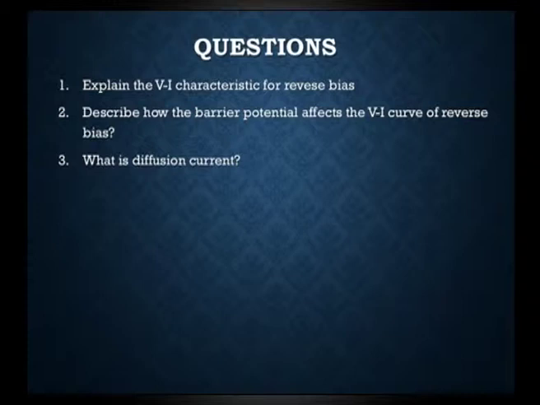Some of the questions of this session are: explain the VI characteristics for reverse bias, describe how the barrier potential affects the VI curve of reverse bias, and what is diffusion current.